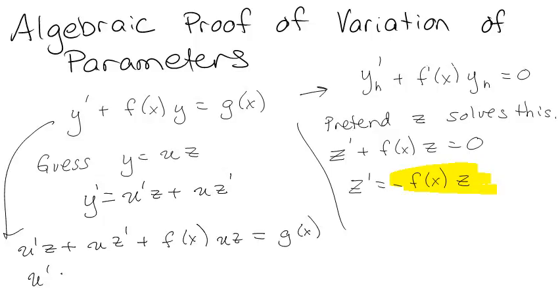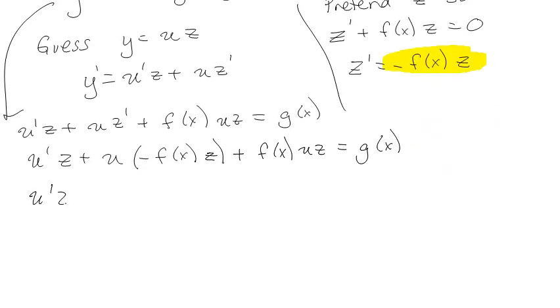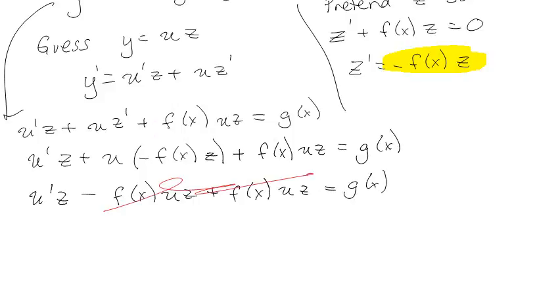Now, u'z + u times z', and I know z' is equal to negative f(x)z. So u'z minus f(x)uz, plus f(x)uz, equals g(x). Look at that, didn't it? Just fantastic. Alright, so these two things here cancel out, which is kind of nice.